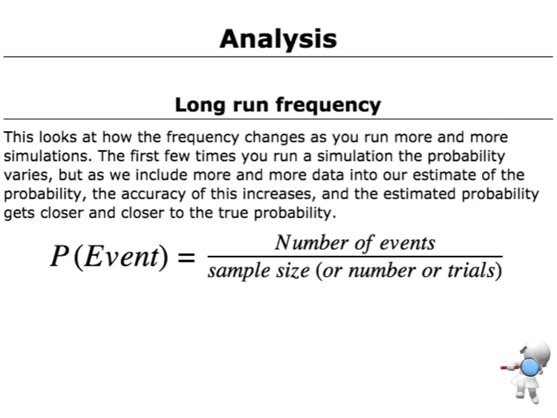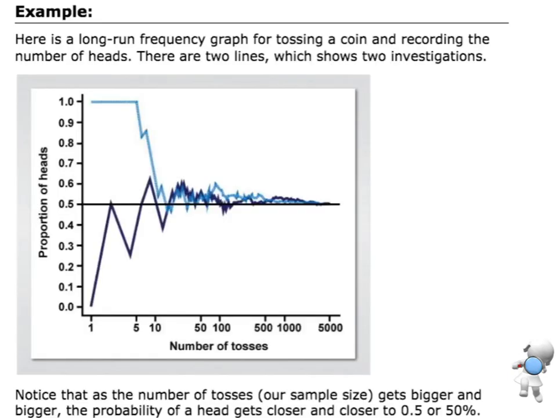Then we have a look at our analysis section. One of the things that we can do here is look at something called a long run frequency. This is another type of graph that we're going to draw, which gives us a slightly different view of the data that we have. As I start collecting more data, I'm getting more and more precise as time goes on. So I want to take this into account with a graph that shows that change in precision.